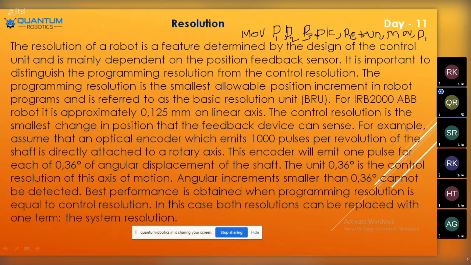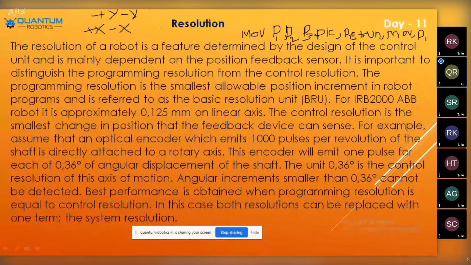XYZ directions mean plus X, minus X, plus Y, minus Y. Like this, you can write plus X, plus Y, plus Z, minus Z, A, B, plus A, minus A, plus B, minus B, plus C, minus C. This was the command mode, the buttons, the pinpoint locations which we are mentioning in the axis rotation in the TP pendant.